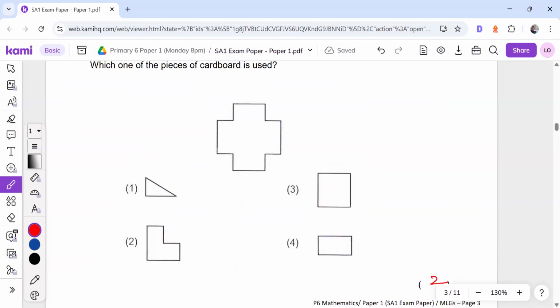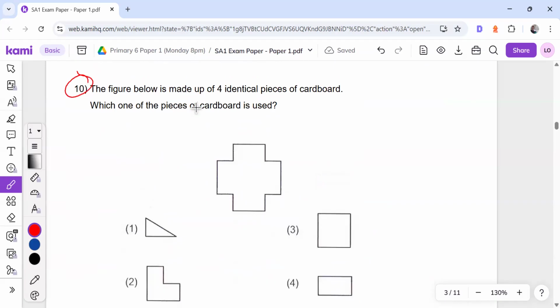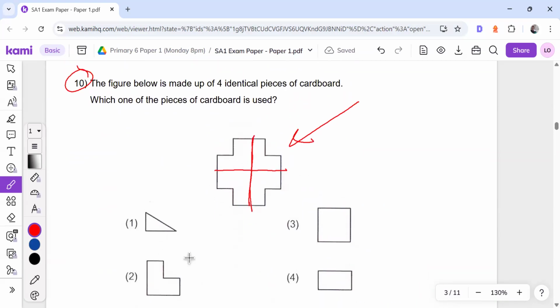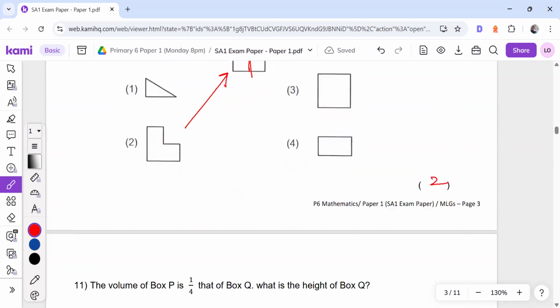Okay, why number 2? Because the figure is made of 4 pieces of cardboard. Which piece of cardboard do you use to make this diagram? You just cut, cut like that lah. That's how you have number 2 lor. Number 2 will look like the pieces already. Got it? You cut it into something like what I've done. Okay, let's go to the next one.